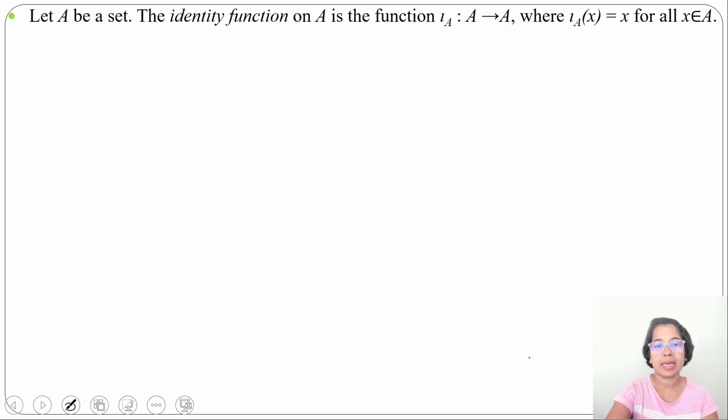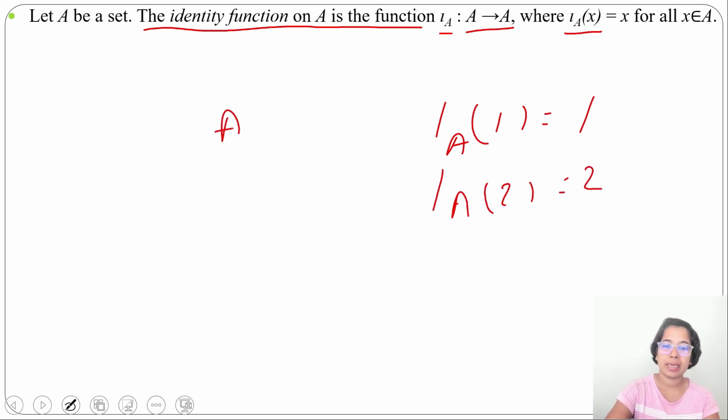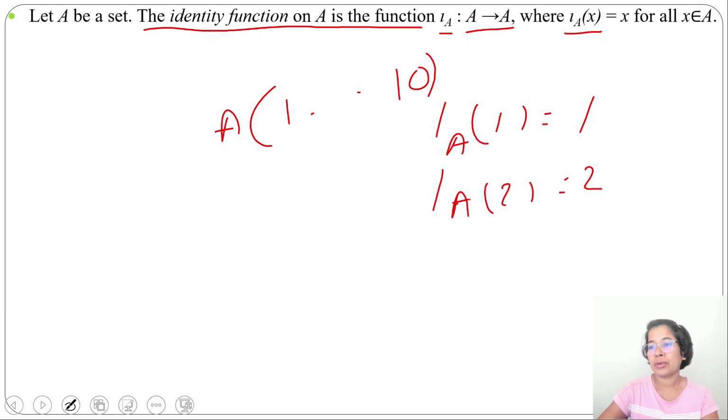Let A be a set. The identity function of A is the function I_A from A to A where I_A(x) = x. Means I_A(1) will be 1, I_A(2) will be 2. Suppose set A contains 1 to 10, then identity of 1 will be 1, identity of 2 will be 2, identity of 7 will be 7, identity of 10 will be 10. So it's for all x belonging to A.